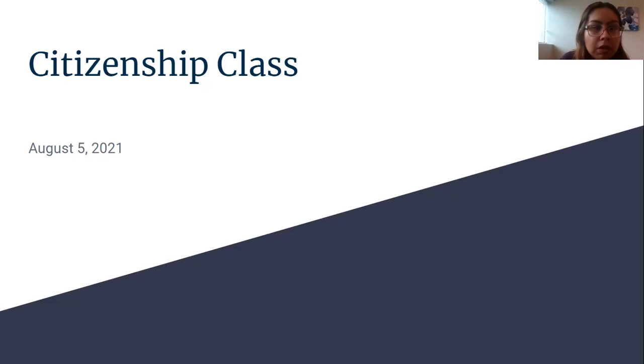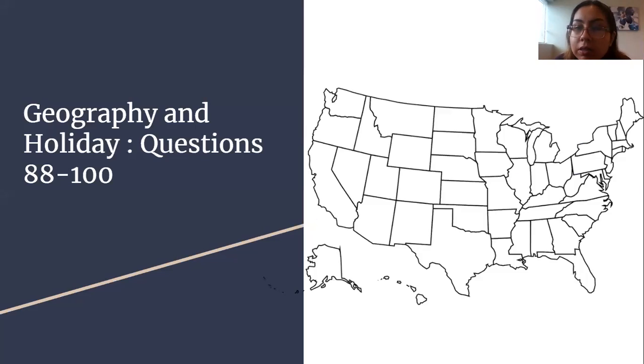Okay. So, moving on to talking in English, we will be covering today questions 88 to 100. And that is on page 10 of the USCIS questions. Geography and holidays.